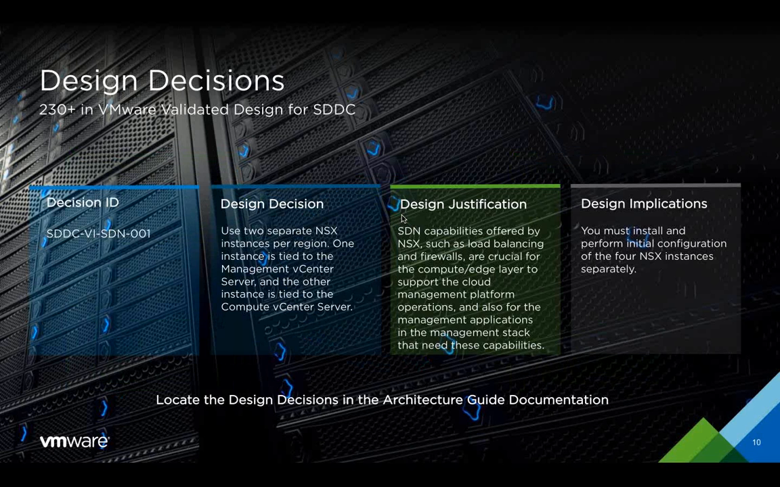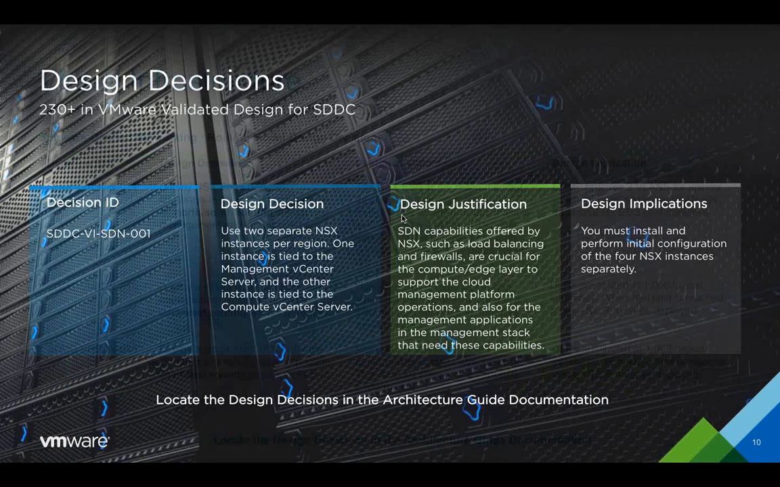Then we have the design decision itself, right? We decided to use 2 separate NSX instances per region, et cetera, right? That's the design decision we made. How do we justify that? We write our justification, and of course any implications it may have for us, right? Since we have dual region, we must install and perform the initial configurations for 4 NSX instances separately, right? That's our implication. So we document those.